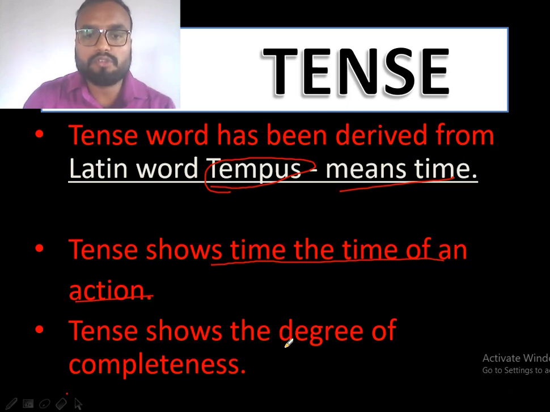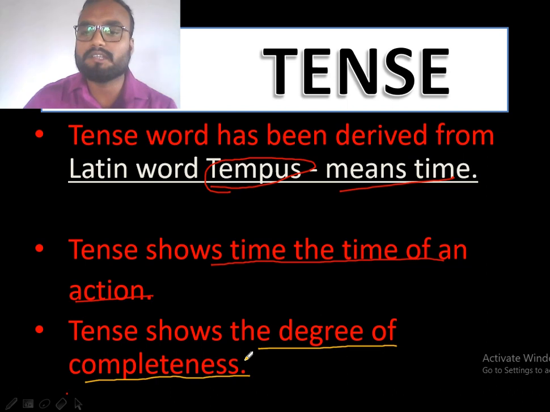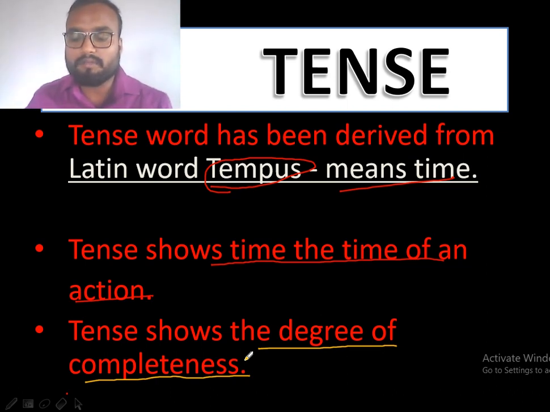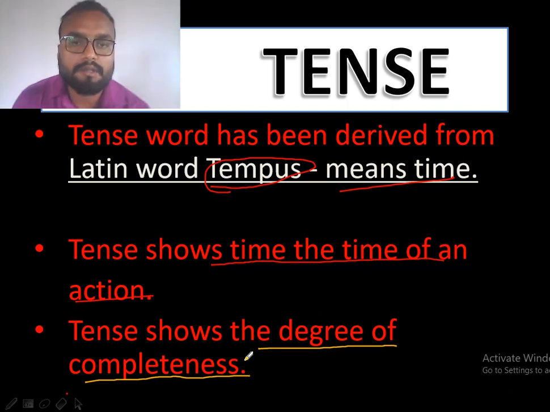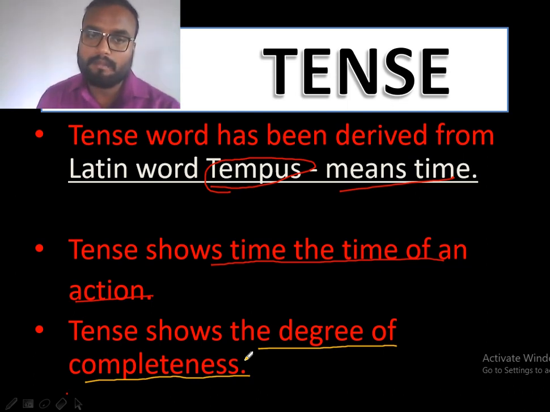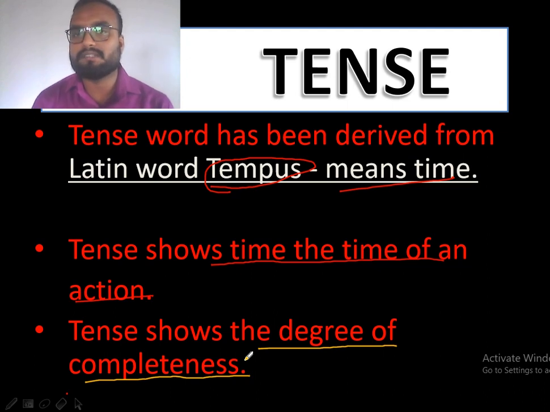Now tense also shows the degree of completeness. It means it shows the degree of completeness of what? It shows the degree of completeness of action. And in order to denote action, we have verb in a sentence. In every sentence, we have verb.